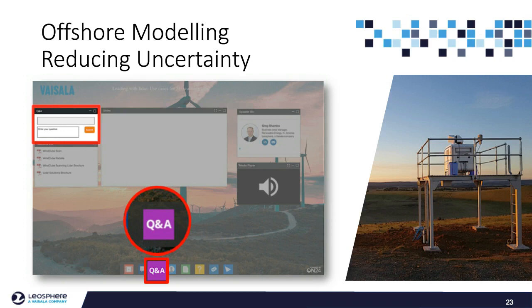Let's take one more before we move on to the next case study here. Someone wants to know if they can install the scanning LiDAR on a fixed offshore platform instead of the coastline, and what are the drawbacks or benefits of doing it one way or the other?